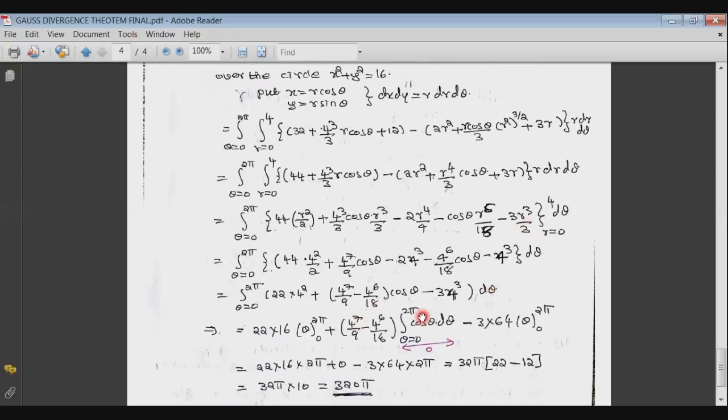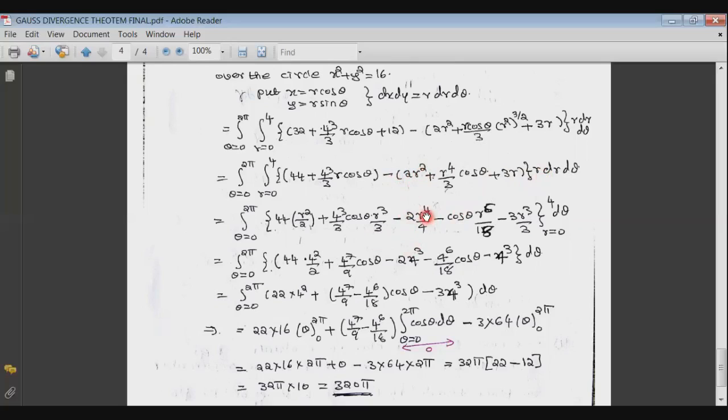Now once you take the integration with respect to r after multiplying each term by r, this is 44 into r, that is 44 as it is, r with respect to r gives you r squared by 2, is 4 by 3 as it is, cos theta also as it is. Now r into r squared, when you integrate with respect to r, that becomes r cubed by 3, minus, if you take the product, 2 r squared into r is r cubed.